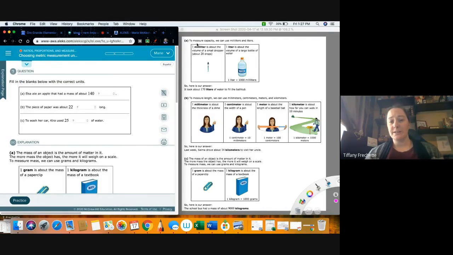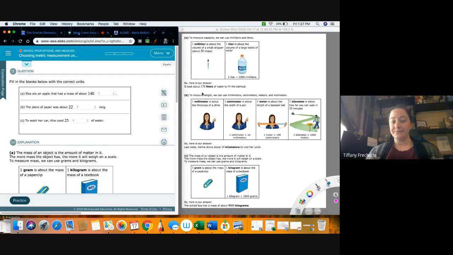So going through this, it says to measure capacity, we use milliliters and liters. So capacity is kind of like the volume, how much can fit in there. So a milliliter is about the volume of a small dropper, which is about 20 drops. A liter is about the volume of a large bottle of water, and that has 1,000 milliliters in it. And every milliliter has 20 drops. So definitely a liter is much larger than a milliliter.